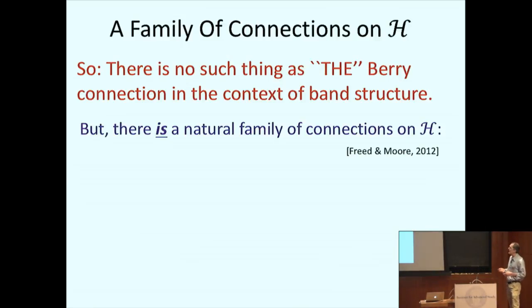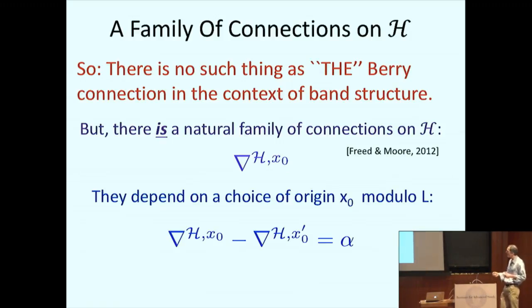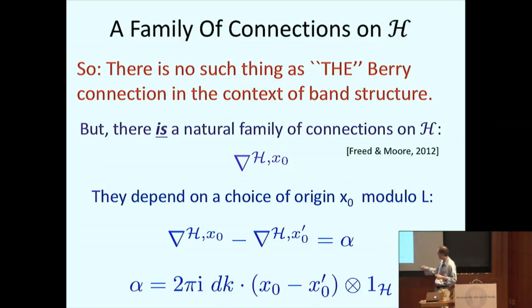Now, there is a natural family of connections on H, and I'll denote them by nabla H x naught, and they depend on a choice of origin x naught modulo L. And the difference of two such connections is a one-form alpha, which is a very simple one-form, dk.(x naught minus x naught prime) times the unit operator on the Hilbert bundle.